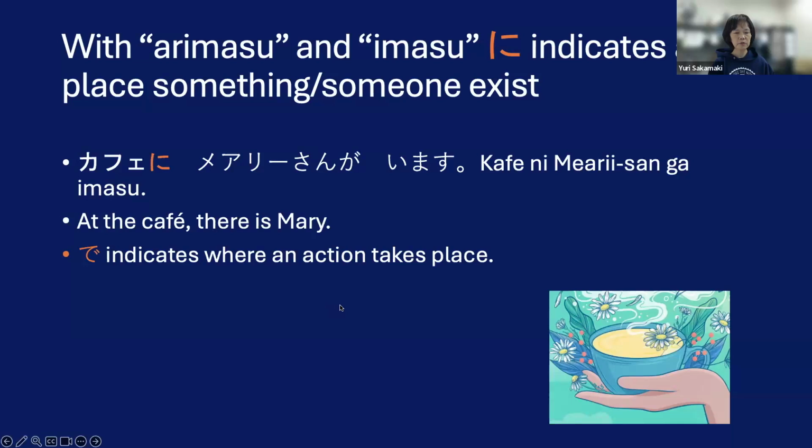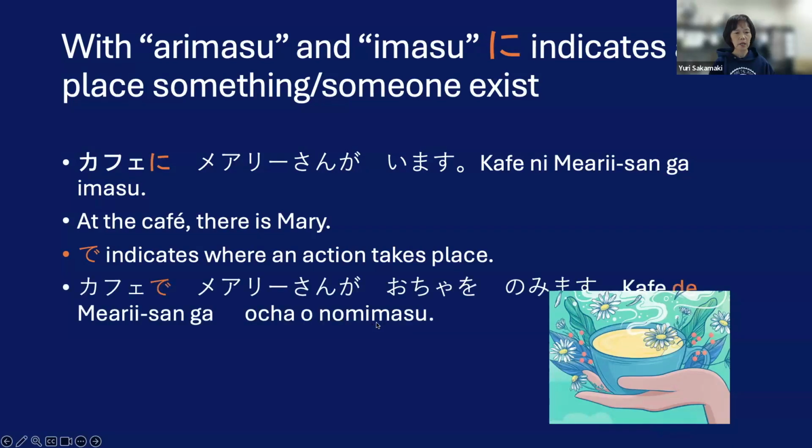Okay, de indicates where action takes place also. So if you're talking about like nomimasu, the drinking, then we're going to use カフェでメアリーさんがお茶を飲みます. Very similar sentences, but the difference is, are we using います, existing, or we're using some other verbs like 飲みます. Right? So at the cafe. So in English, it's the same, but in Japanese, you have to use different particles depending on the verbs that you use.